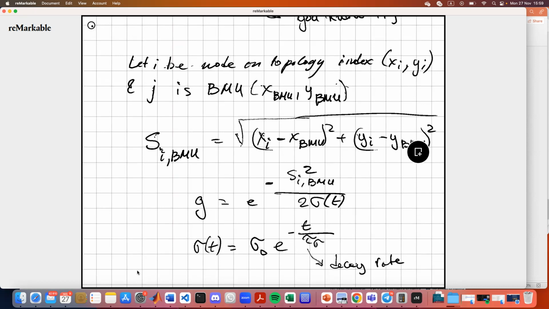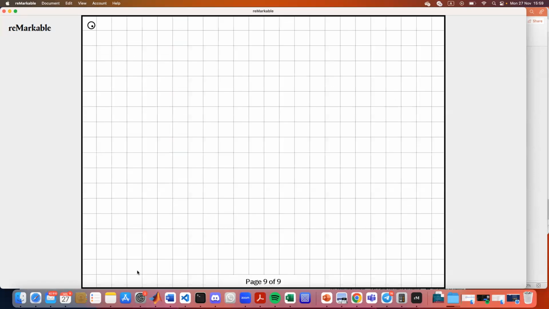This is the neighborhood parameter. But now, what's next? We now know how to define the influence factor for a given neuron. What we do now is go into the adaptation phase.